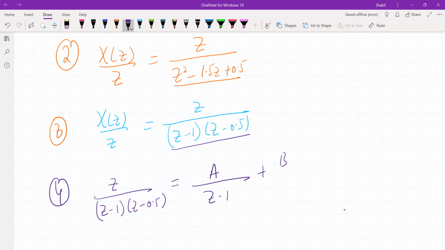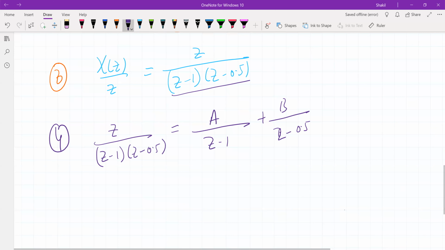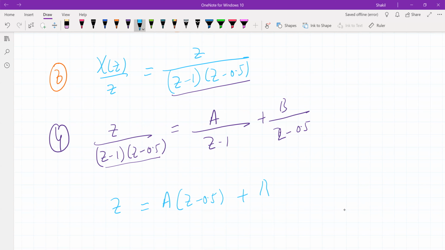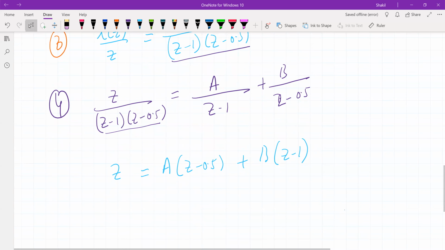So this is b divided by z minus 0.5. Then we multiply on both sides by this denominator term. What we'll get is z, and if we multiply on this side by this, we are left with only z. On the right hand side, we'll get a into (z minus 0.5), b into (z minus 1). So this is what we achieved after multiplying on both sides by this.